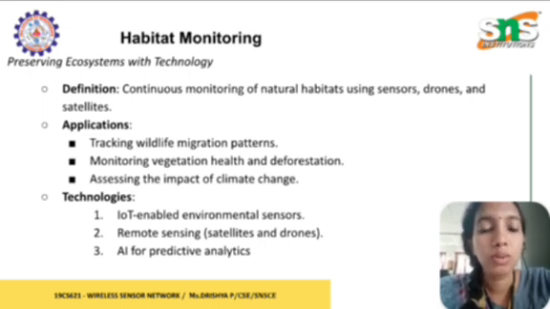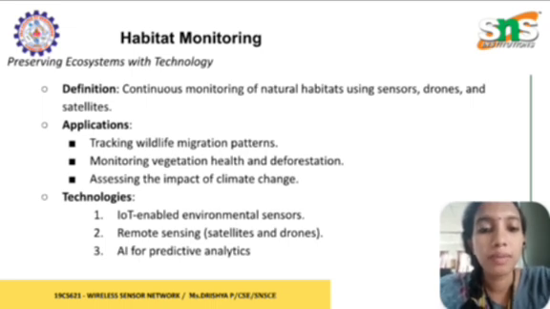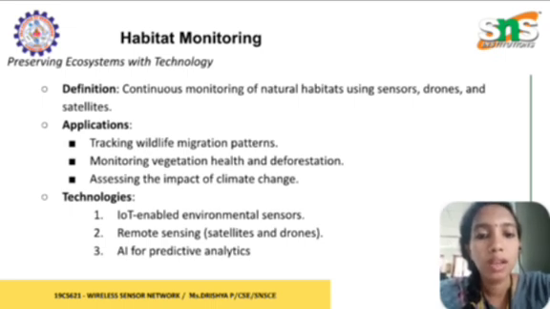Then the technologies used in wireless sensor networks for habitat monitoring are IoT-enabled environmental sensors, remote sensing like satellites and drones, and AI for predictive analytics. So habitat monitoring is mainly related to sensors, drones and satellites, which sense wildlife migration patterns, vegetation health, deforestation, and the impact of climate change. So this is habitat monitoring, preserving the ecosystem with technology.